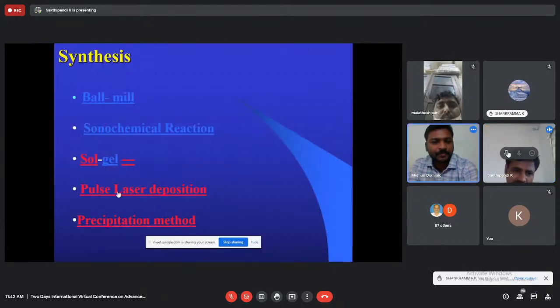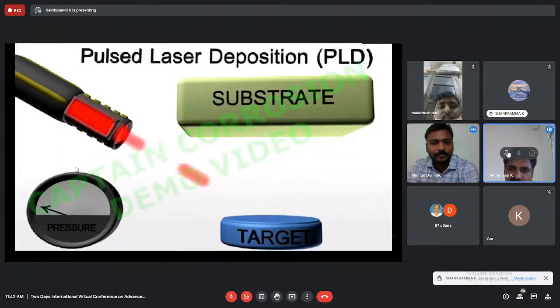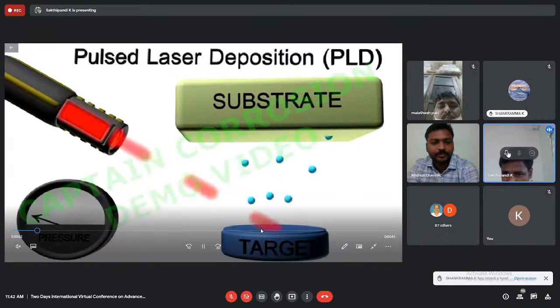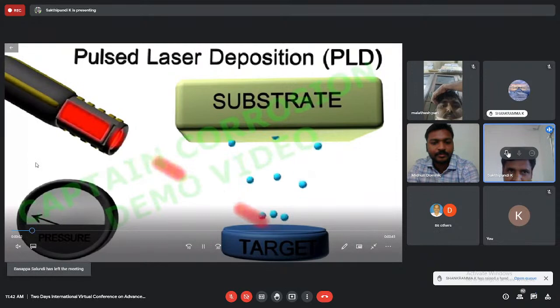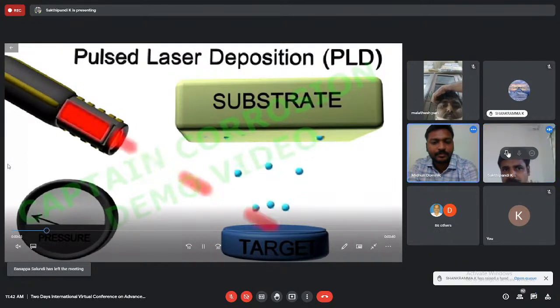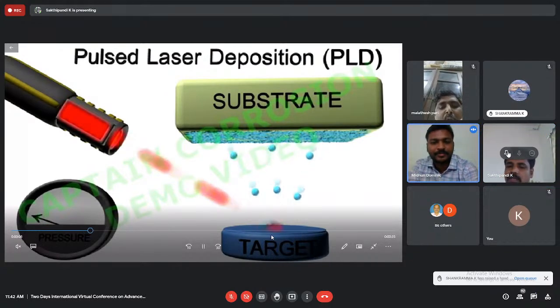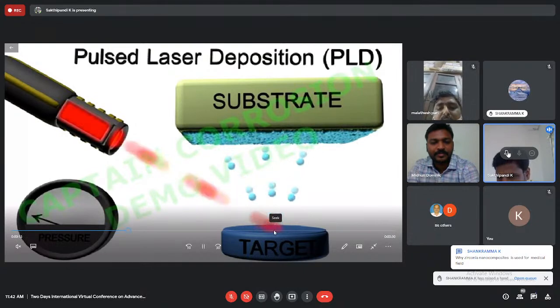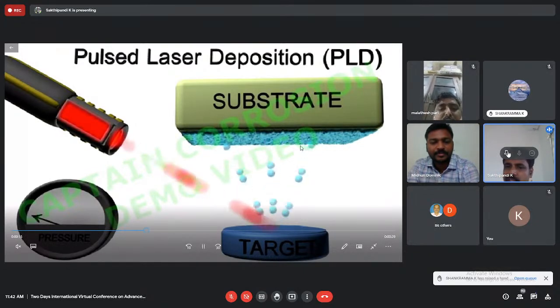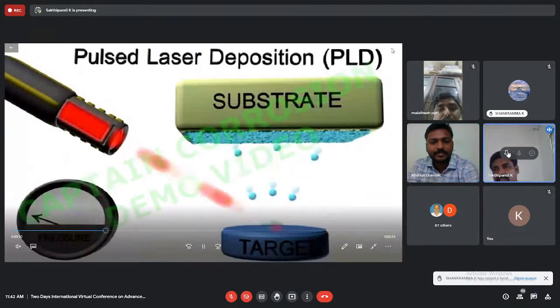And also the laser vapor deposition is the easiest method. A high intense laser will be targeted on the sample and the sample will be evaporated and it will go to the substrate. So that is the pulsed laser deposition. The laser light will be here. It is a high intense laser, so it will vaporize some of the sample here. So those atoms will go here and be deposited on a substrate. So that is the pulsed laser deposition.